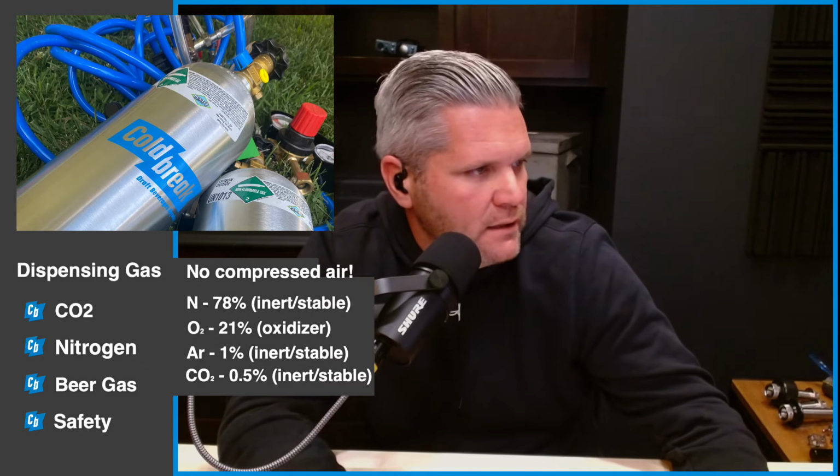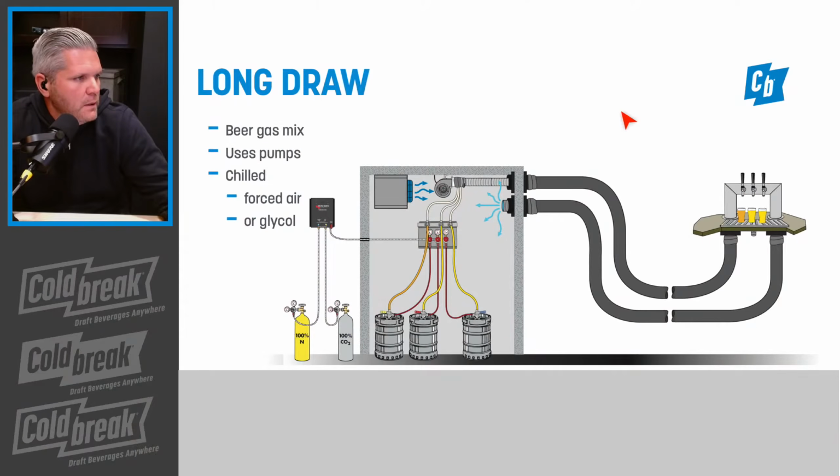And then if we go back, let's see here. You'll notice here in this long draw draft system, they are using a mix of CO2 and nitrogen, and that's a gas mixer. So if you're pouring a beer that's like 60% CO2 and 40% nitrogen, this will mix it for you rather than having nitrogen and CO2 in one tank. When you purchase beer gas, typically you'll find nitrogen and CO2 inside that tank.